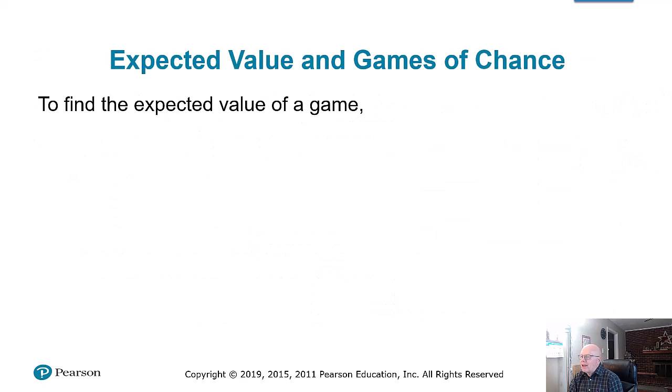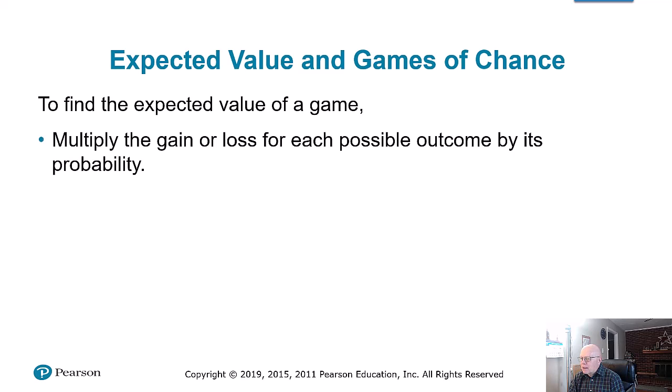How about for a game? This might be another way of looking at it. Multiply the gain or loss. That's important. Figure out what the gain or loss is. That's your outcome. Then add those products. Sound familiar by now?